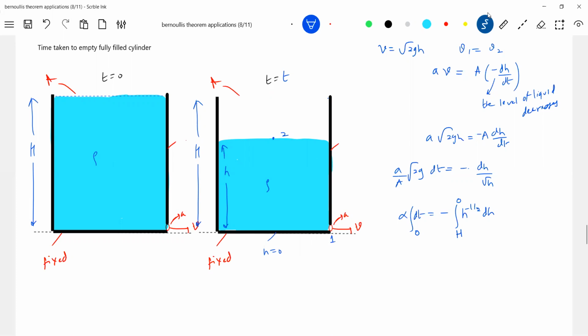Initially, what was the level? Capital H. After some time, what is the level? Small h. Finally, after a long time, the vessel is empty. So the time taken to empty the full cylinder, we'll agree the limits. At t equals 0, what is the level of liquid? Capital H. When it becomes empty, what is the level? Level will become 0. And there is a time taken. So this will become alpha t equals minus of h to the power of minus 1 by 2 plus 1.